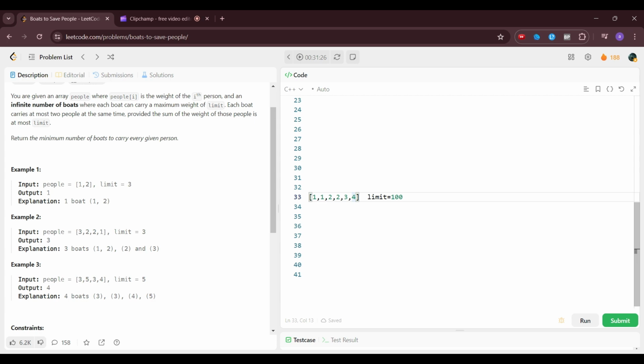I can have different possibilities, but suppose let's say the maximum weight which we can take for this particular boat is going to be 3 and then 4, so which is going to be 7, and then the minimum weight is going to be 1 plus 1, so this is going to be 2.